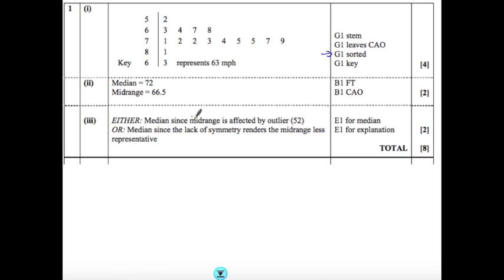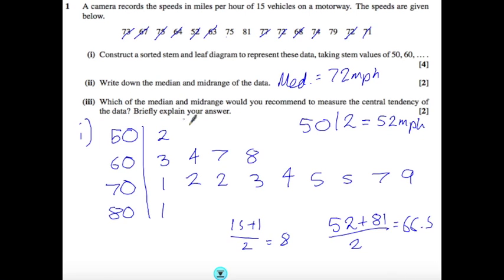So either the median, since the mid-range is affected by that outlier, or the median, since the lack of symmetry renders the mid-range less representative. So by that, they mean that the data is more skewed towards here, which again is kind of just saying this 52 is making it more skewed.